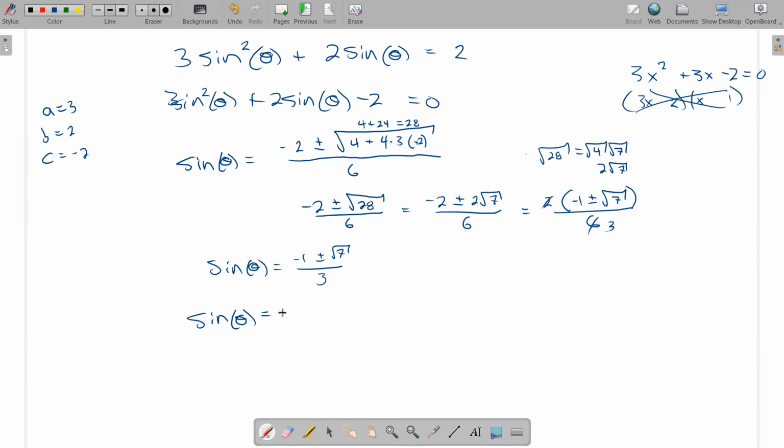Sine of theta is negative 1 plus the square root of 7 over 3. We need to get the approximation of that on the calculator. Or sine of theta is negative 1 minus the square root of 7 over 3. So let's check those on the calculator before we apply the arc sine.